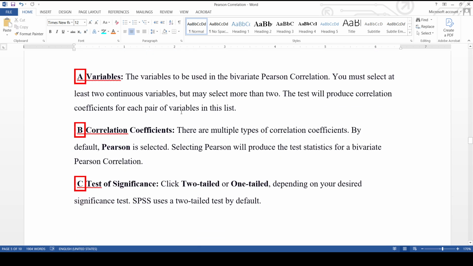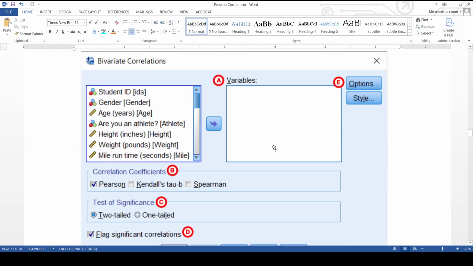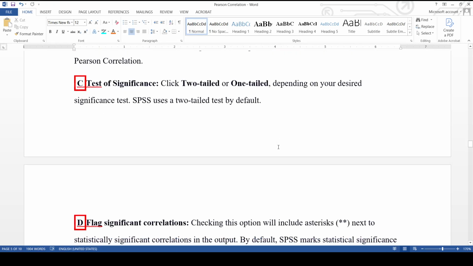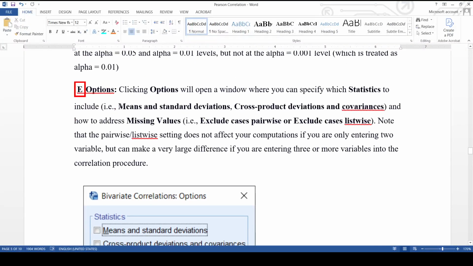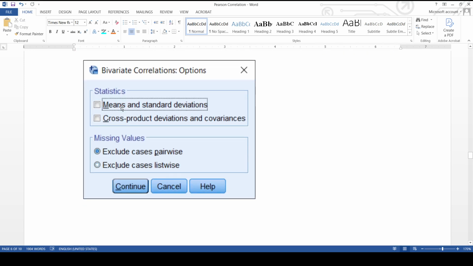And what are they? Within E, we have mean, standard deviation, cross product deviation, and covariance that we can always use. And we have them here. This is the E button now: means and standard deviation, cross product deviation, and covariance. And we can also talk about exclude cases pairwise, which we call missing values.